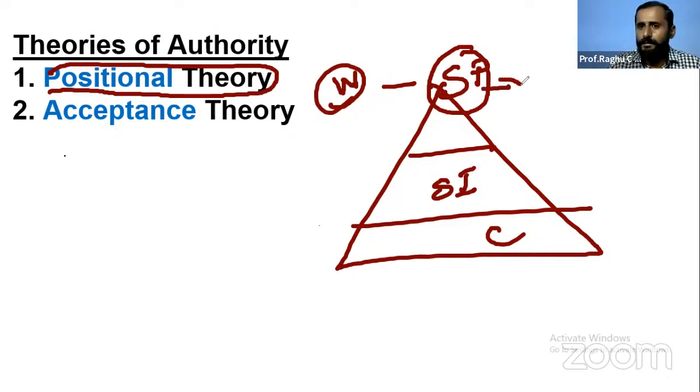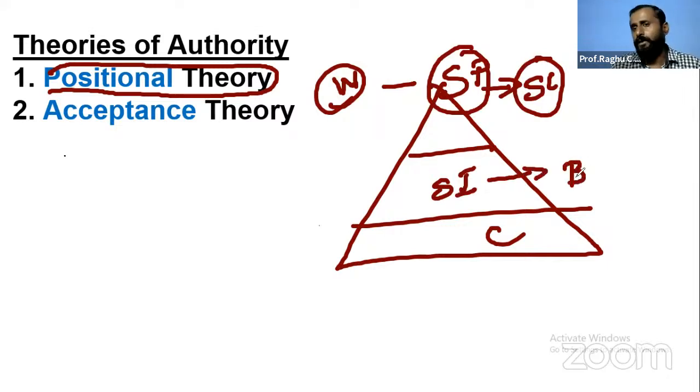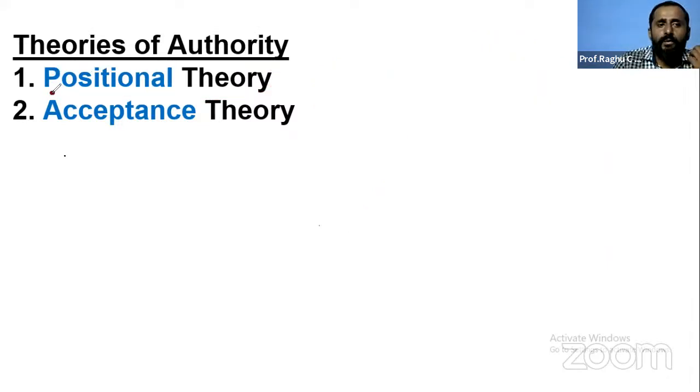There is a new person belonging to SC category who comes in. Think that the SI may be Brahmin or any other religion, Kshatriya, Vaishya. Does the person belonging to SC community who is acting as SP have authority? So this is known as positional theory of authority. It simply says that whomsoever occupies that position, they will have the authority.